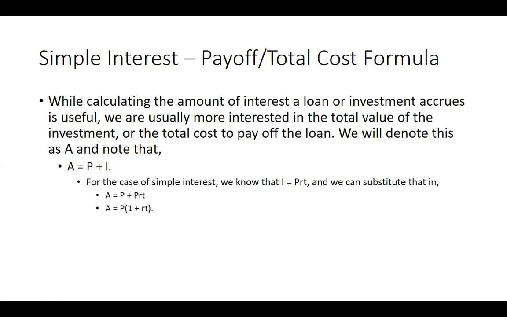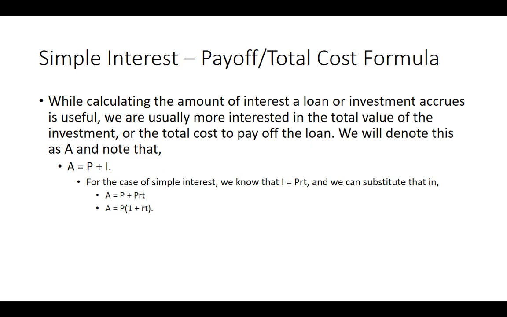While calculating the amount of interest a loan or investment accrues is useful, we are usually more interested in the total value of the investment or the total cost to pay off the loan. We will denote this as A and note that A equals P plus I. In other words, the amount of the loan, the total value, is the principal plus the interest.